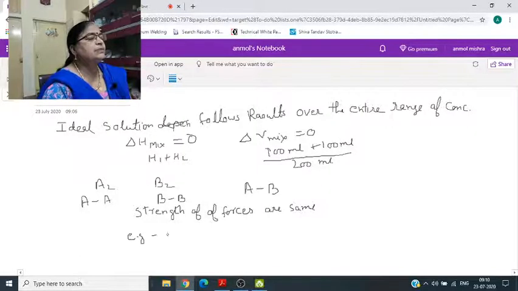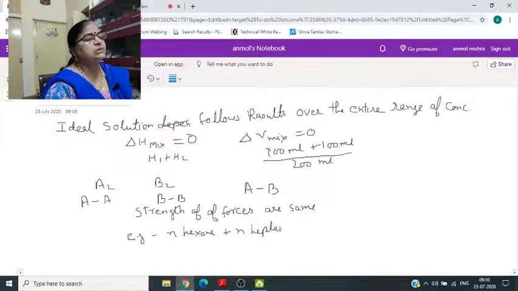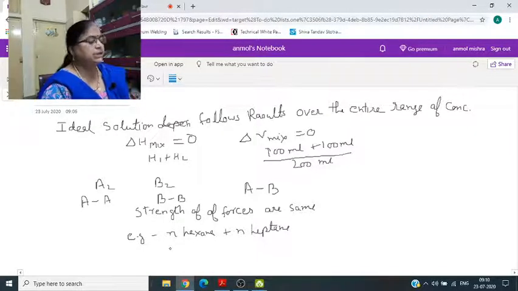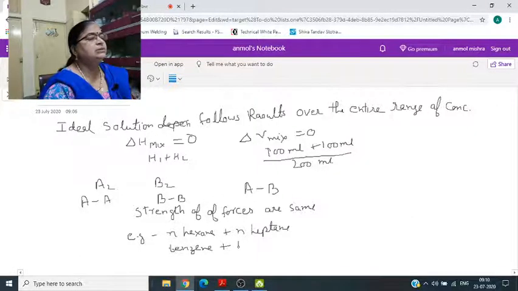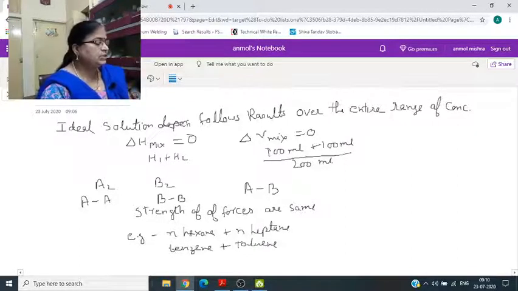Examples: normal hexane plus normal heptane. Second example is benzene and toluene. So these are two examples of ideal solutions. No solution is perfectly ideal, they are very rarely found.